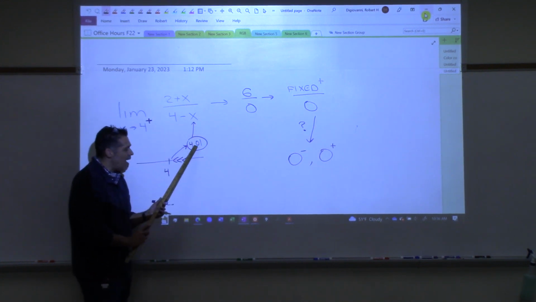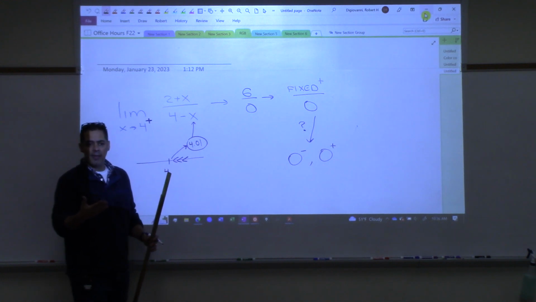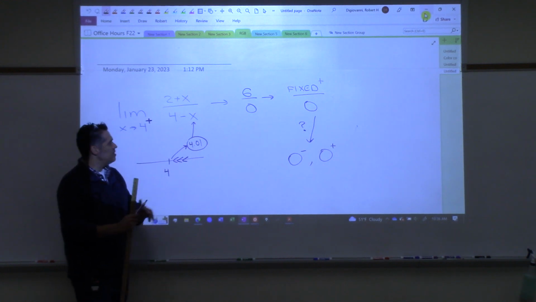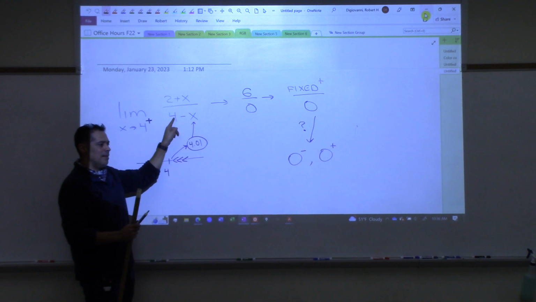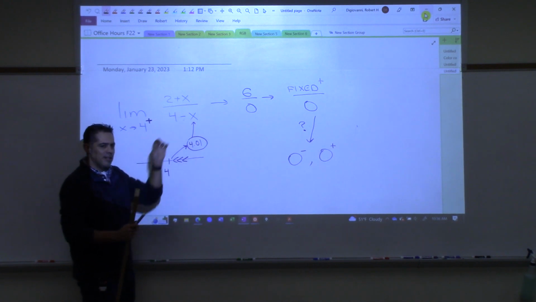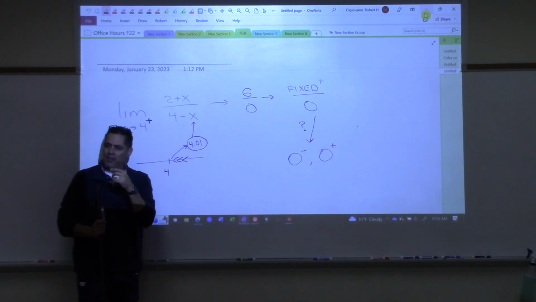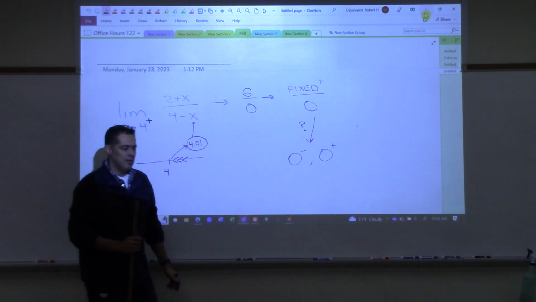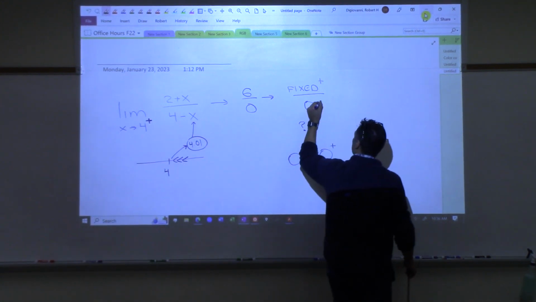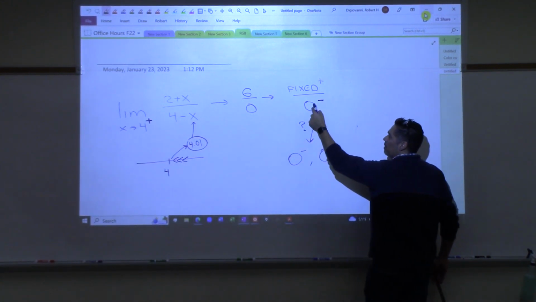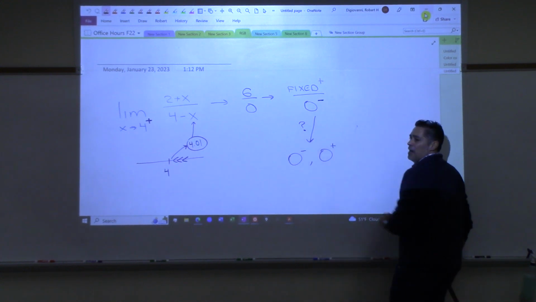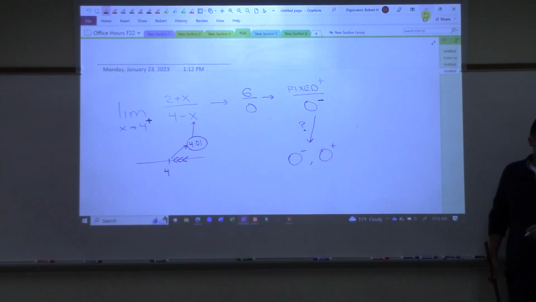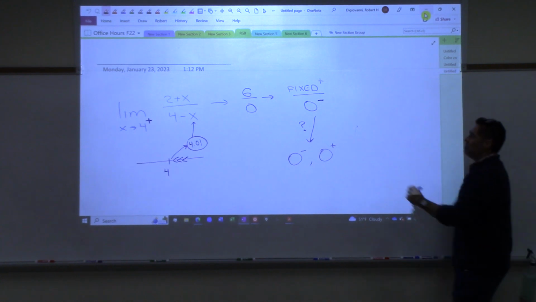4 minus that, positive or negative? This time negative, right? Because this number is slightly bigger than that number, and so when you subtract it, you're going to get a tiny little negative number, which allows you to conclude that this is a very small negative number, and the ratio of a positive divided by negative is negative. So your answer is negative infinity.